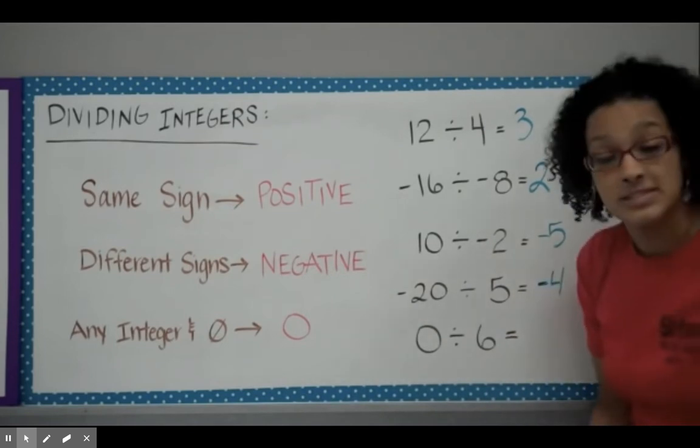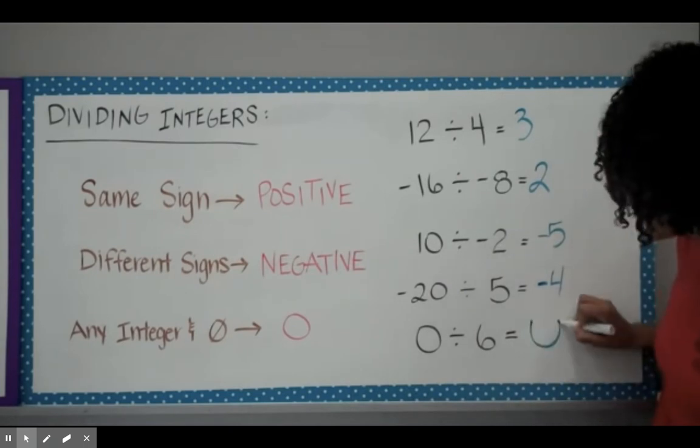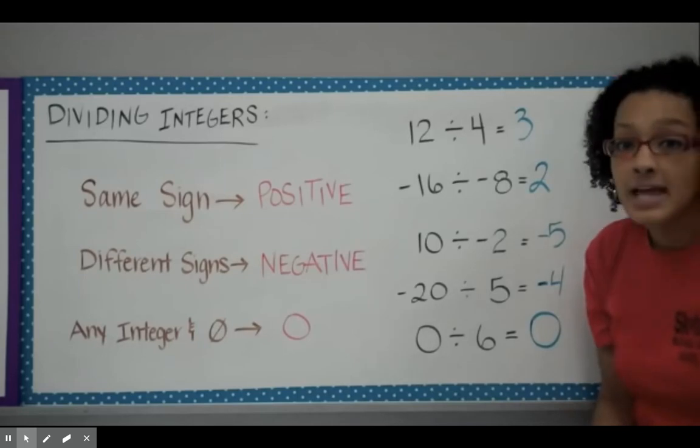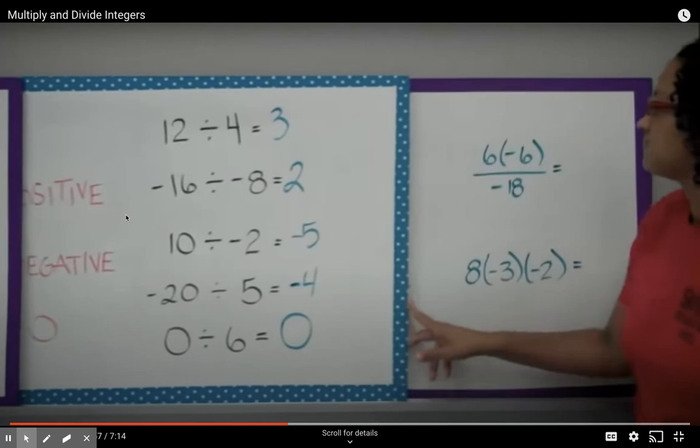And my last one, 0 divided by 6, is going to be 0. 0 divided by negative 6 would be 0. 0 divided by 10 would be 0. 0 divided by anything is 0.